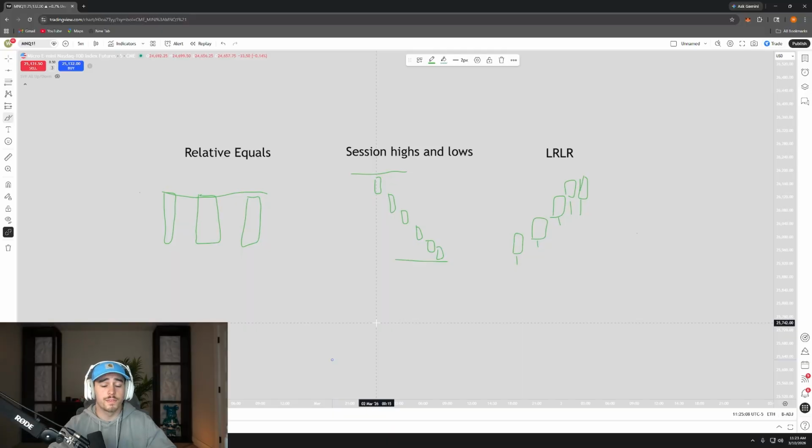Okay, so starting off, there's three things that we need to know. It's basically the three biggest draws on liquidity, or the three most important, maybe not the biggest, but the most important draws on liquidity. And the first one that we have is relative equals.